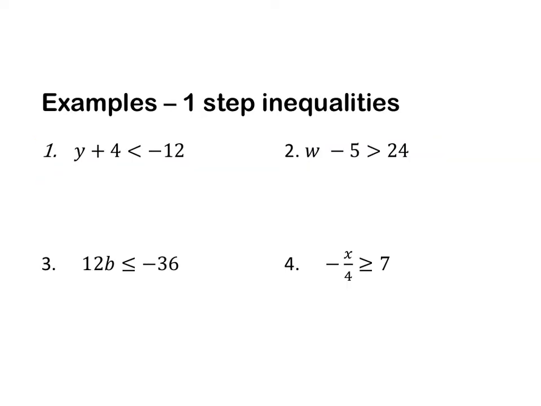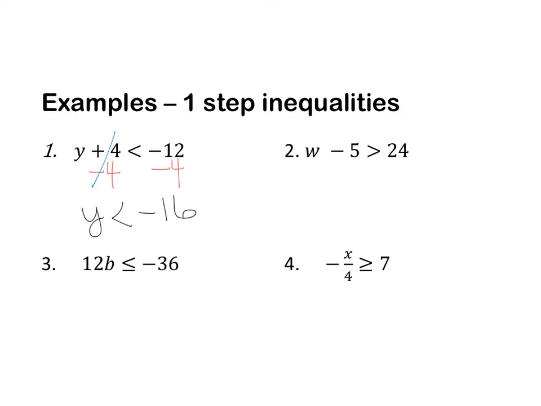Alright, so what we're going to start out with is what you started out with in Algebra 1. We're going to start out with one-step inequalities. It's a one-step inequality because there's one math operation there. And we have to undo that one math operation, and we undo it by doing its opposite. So, if I'm adding 4, and I'm going to solve this for y, that means I have to get rid of that 4. I want y by itself, so I'm going to subtract 4 from each side of the inequality. And when I do that, my 4's cancel out here, and I'm left with y is less than negative 16.